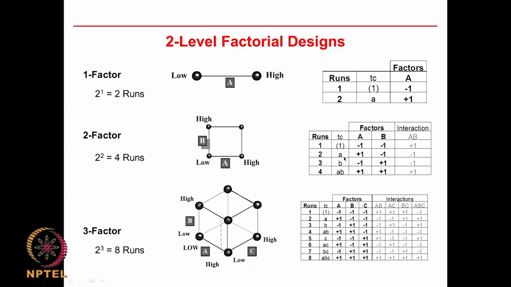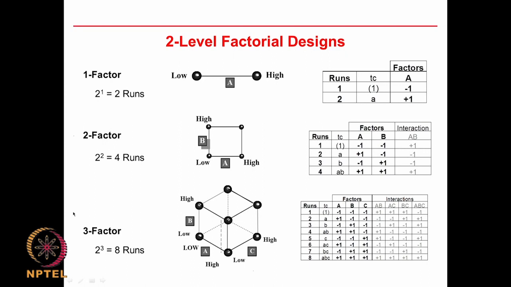Another interesting thing you can see is the number of pluses in this column will be equal to number of minuses. So that way you will have a very symmetric design. So 2 pluses, 2 minuses, 2 pluses, 2 minuses. So the type of experiments we do also will be symmetric. That means we will do an equal number of higher level experiments with an equal number of lower level experiments. Even for AB, if you see, you will have 2 pluses, 2 minuses.